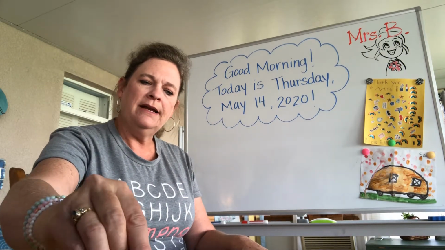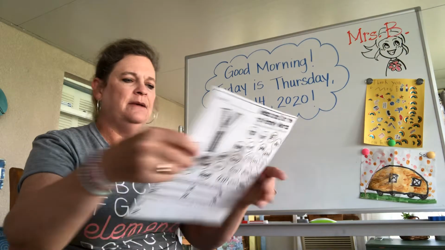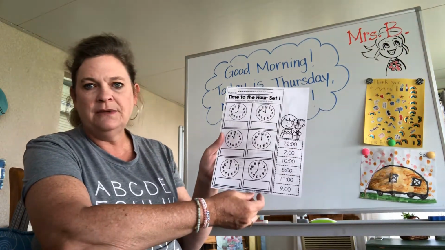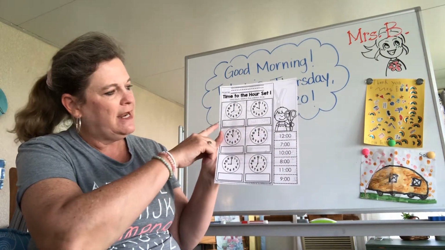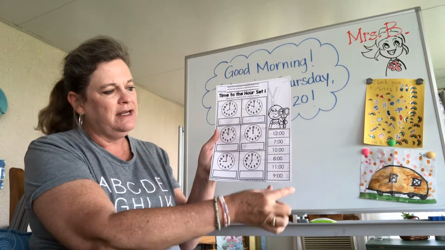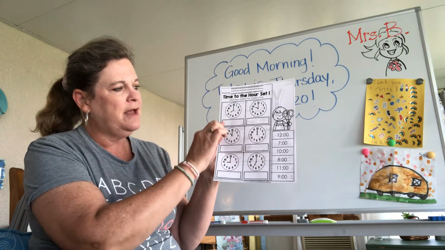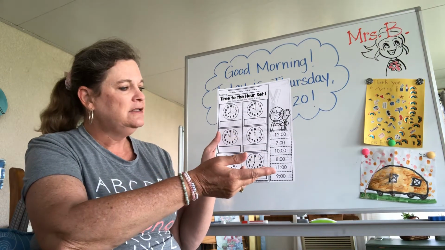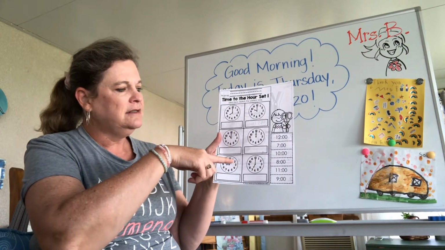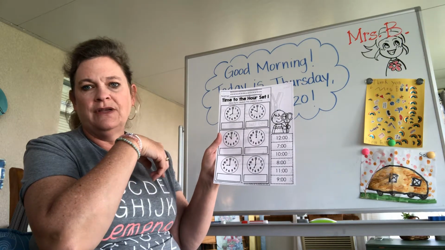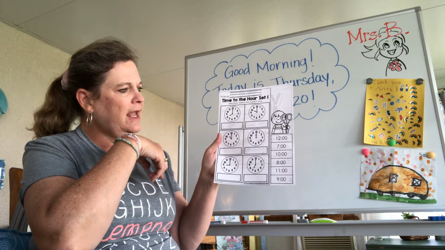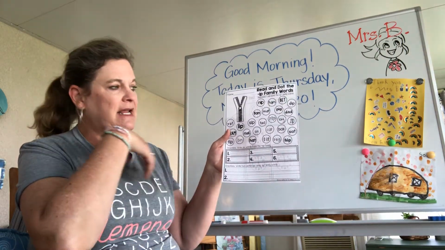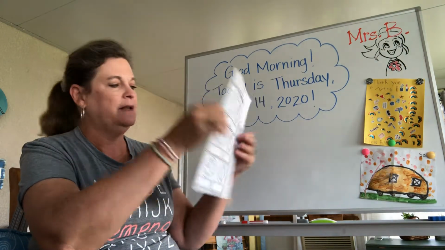The next one is on the back of something that's due today. So I would not do it as a cut and paste. I would just write in the times. Instead of cutting these times out and gluing them, I would write the time in. That's good practice for writing your numbers anyways. So you're looking at the clocks and writing in the time under the clock. Okay? Now on the back, this activity is due today. That's why I'm saying not to do the cut and paste on this one.